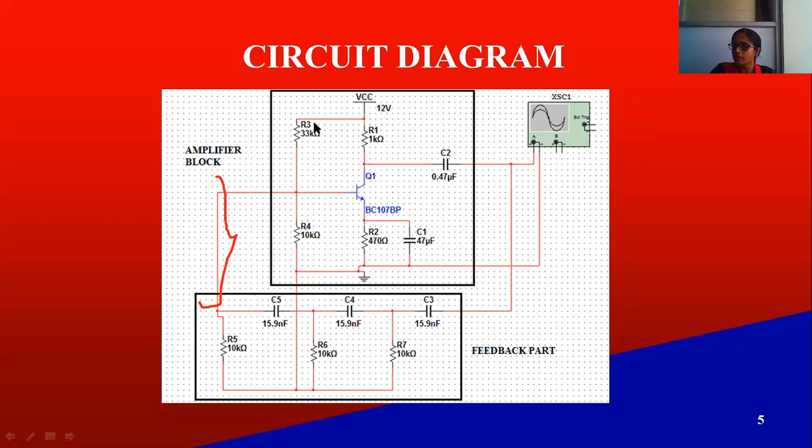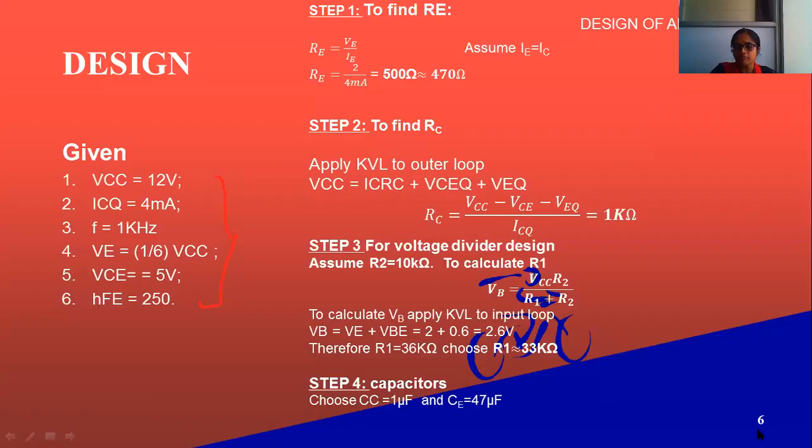R1 and R2 are the resistors of feedback, that is, the voltage divider method of bias. RE is the resistor associated with the emitter. RC is the resistor associated with the collector. We need to design these resistors one by one. To start with, I'm beginning with the design of the emitter resistance.